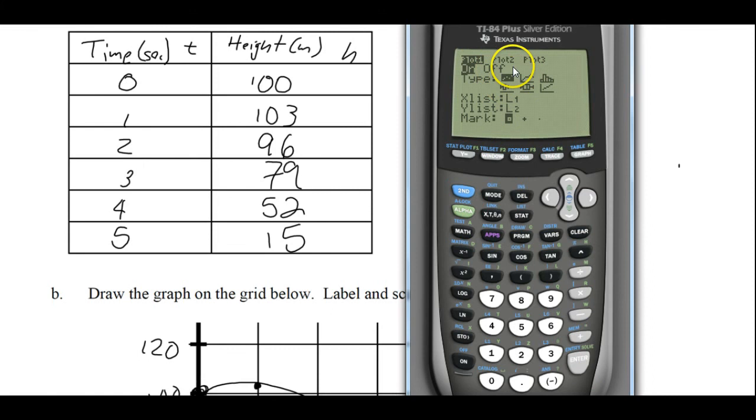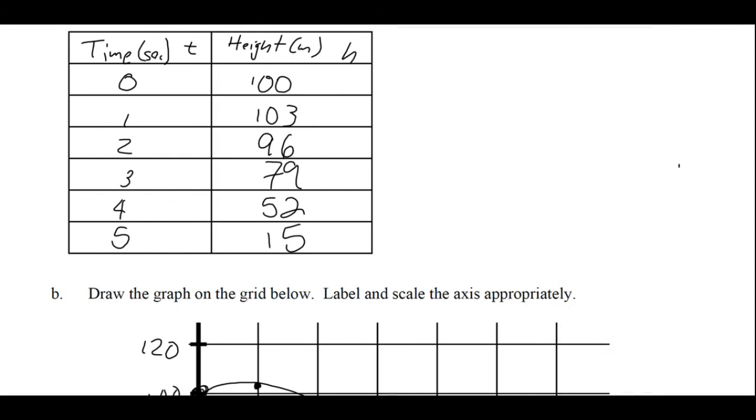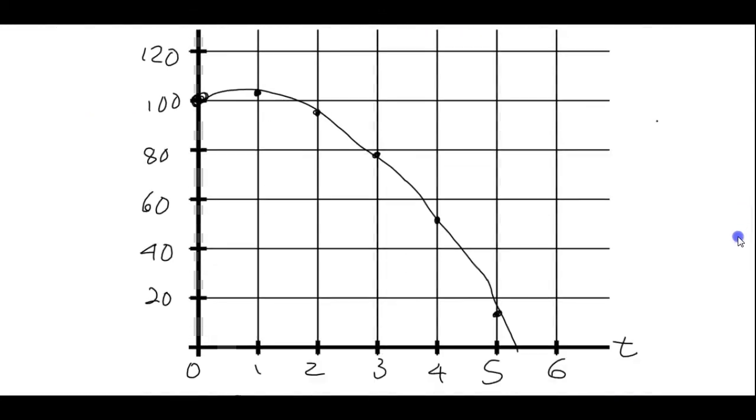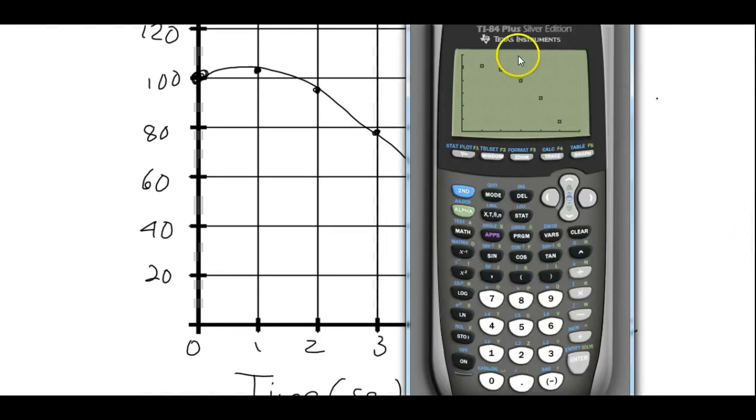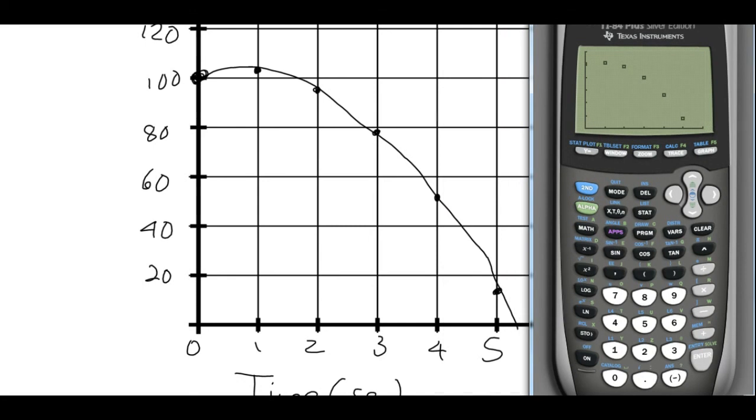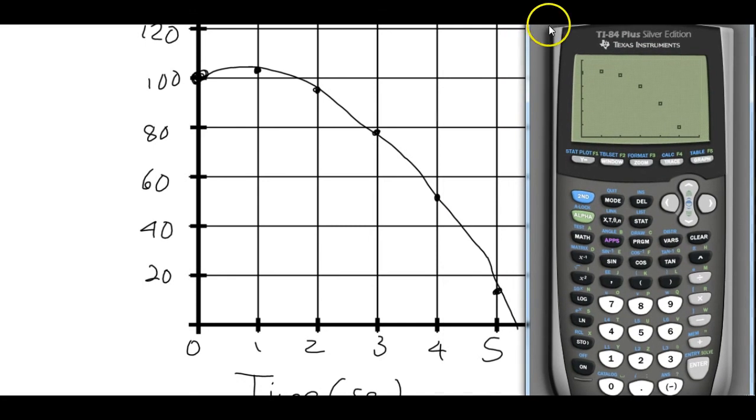It defaults to the type of plot we want. It says my x values are in list 1. Remember, this is L1, 0, 1, 2, 3, 4, 5. Those are the x's. L2 are the y values. This is the mark that it's going to show. When I hit graph, you can see all of the points, which should look a lot like this, and they do.